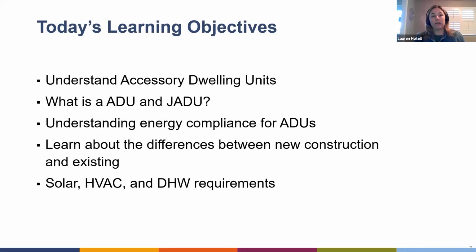Today, what are we doing here? Hopefully learning about ADUs. The goal is for everyone to come out of this with an understanding of accessory dwelling units: what they are, what the energy compliance is for ADUs, the difference between a general ADU and a junior ADU, as well as the differences between new construction and existing, and the code compliance pathways that are required for both of those. And then lastly, touching on solar, HVAC, and DHW, domestic hot water requirements.